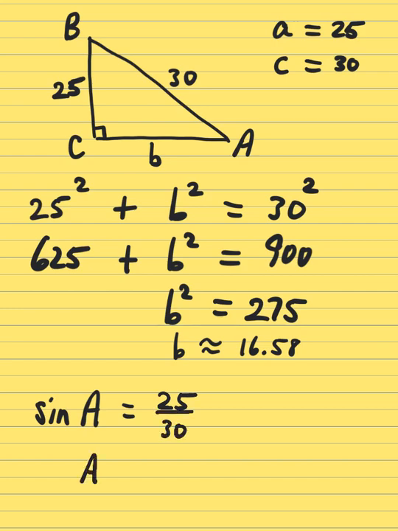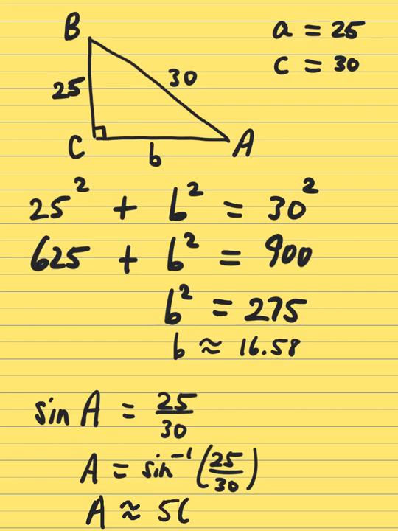So that tells us that angle A is going to be sine inverse of 25 over 30. On your calculator, hit second sine, and that'll invert it. 25 over 30 goes in the parentheses. And to 2 decimal places, I get 56.44 degrees.